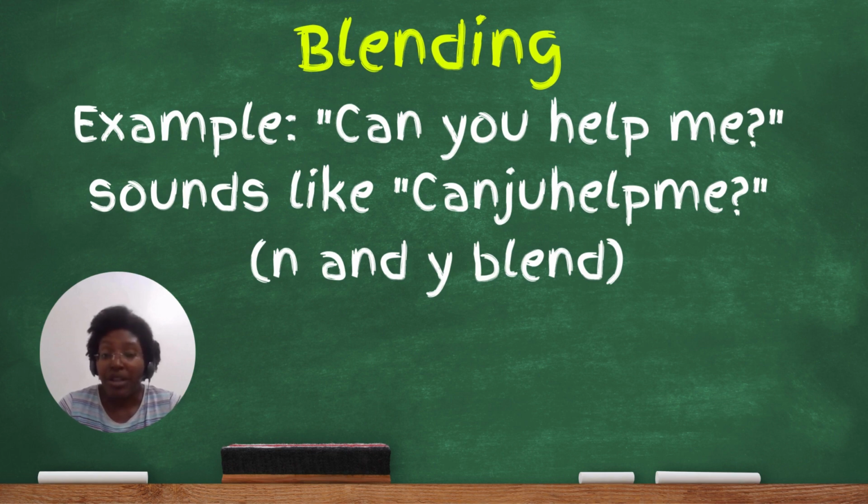So here's an example of blending. If I don't blend, I would say each word: can you help me? But if we blend the sounds, in this case the N and the Y between the can and the U, we will say, can you help me? Can you help me? And so you really have to listen for the can you in that question.